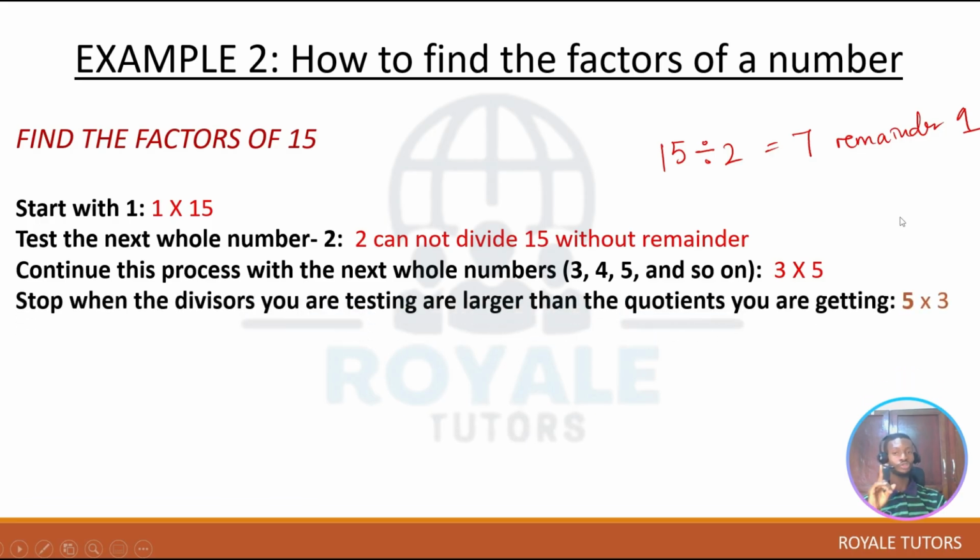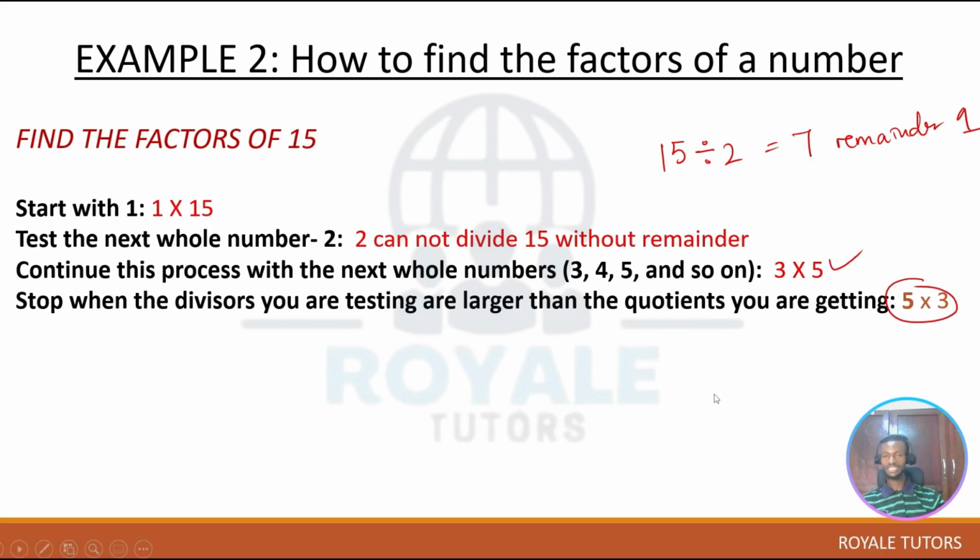Now remember to stop when your divisor is greater than your quotient. So 5 times 3 is also a factor pair, but 5, which is a divisor, is greater than 3, which is a quotient. So therefore we won't pick this. So we stop at this point.